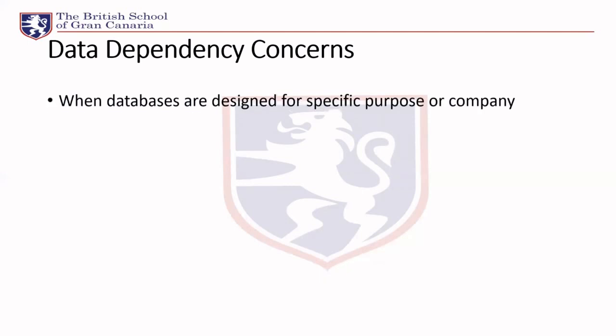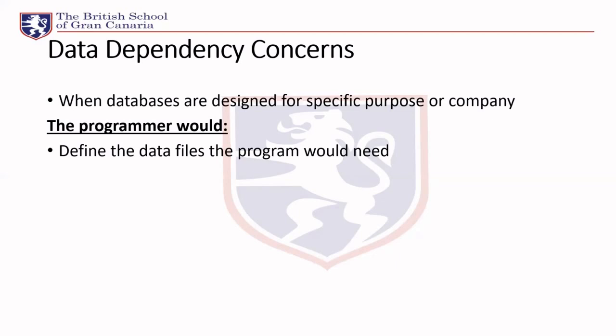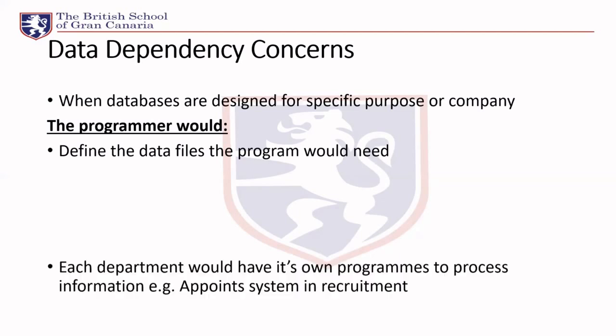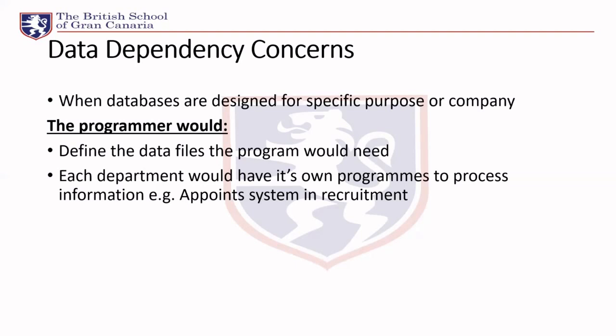Now, moving on to data dependency. When databases are designed for, say, a specific purpose or a company, the programmer would consider and define the data files for the program that they would need. So what sort of data files do they need? Each department would have its own program to process information. For example, maybe recruitment have got an appointment system. Finance would have a system where they create the invoices, process the invoices, and pay the money into the bank account. So they've got a completely different software.